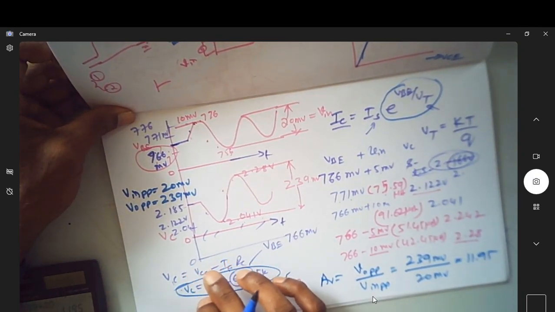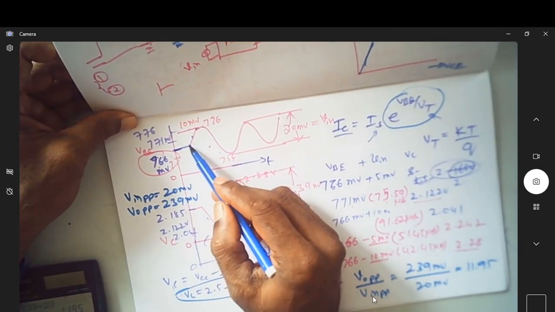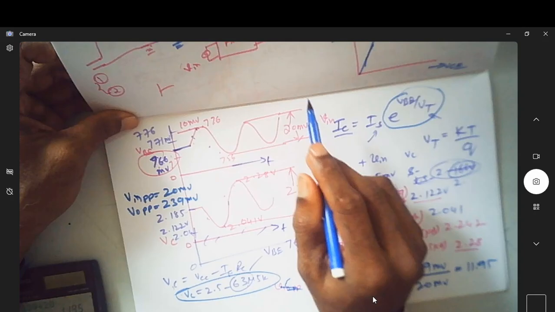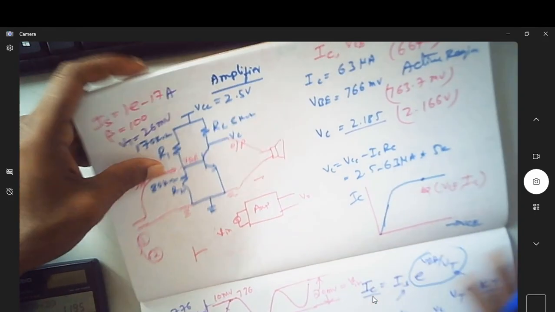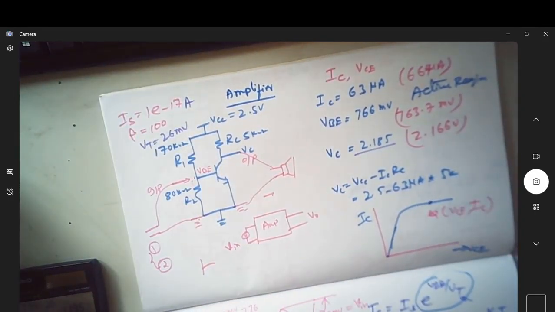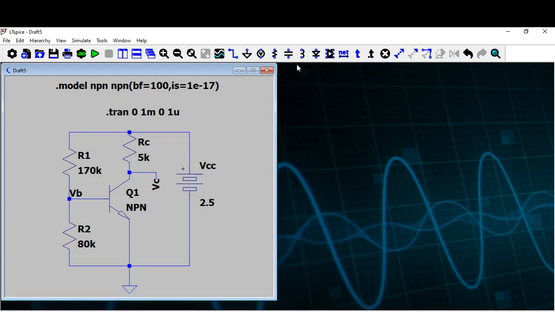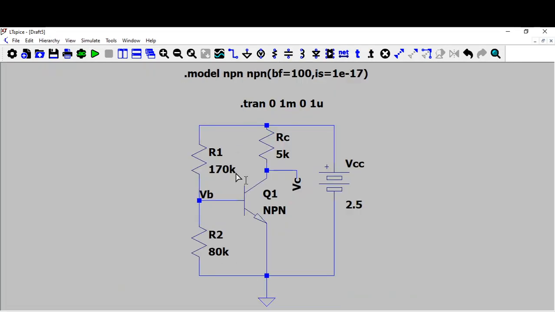So now, instead of seeing only 5, 10, so and so, let us apply a sine wave in the simulation and try to understand how it happens. Okay, let us go to the simulation here. So this is our circuit. Now to this I have to apply a sine wave.